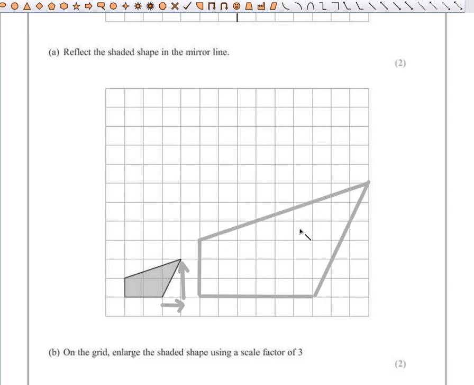Shape looks the same, the angles look the same, therefore we have enlarged the shape, making sure that all our lengths are 3 times bigger. You could use a ruler just to measure each of these lines just to double check, but as long as you followed those steps, we should have a good answer.